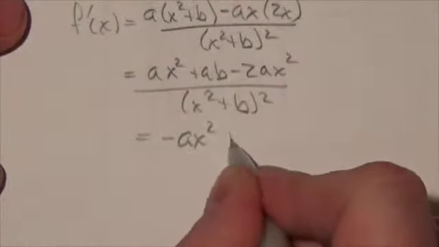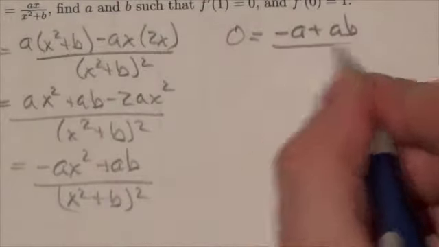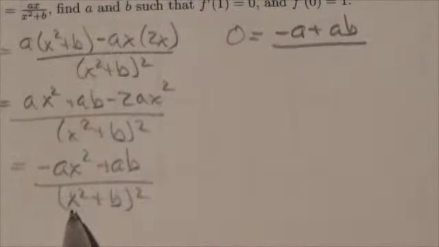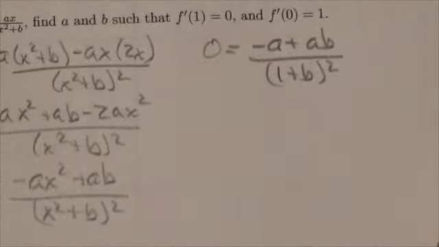But now I know that f prime of 1 is equal to 0. So I know that when I plug a 1 into that, I'm going to get a 0 as a result. So 0 is going to equal negative a plus ab all over, well, that's going to be 1 plus b squared. Okay, well, I think that doesn't give me a whole lot of information, but let's see what else we get here.